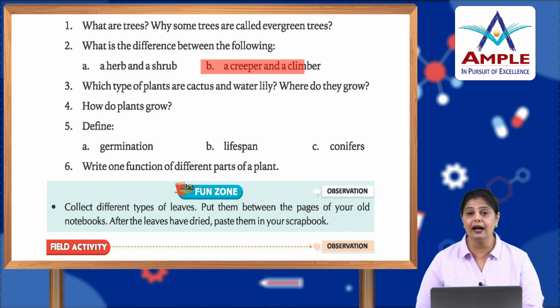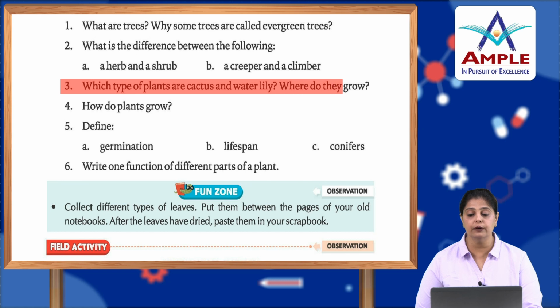Okay, a creeper and a climber. A creeper is a plant that creeps along the ground, whereas a climber is a plant that takes support of other plant or wall, or it takes support of a stick to climb up, okay, or to grow. Which type of plants are cactus and water lily, and where do they grow? They are thorny plants, okay, and cactus grows in the desert area, whereas water lily grows in water.